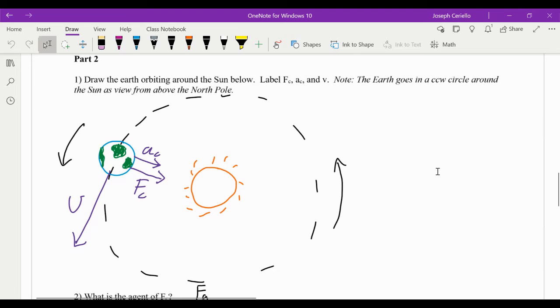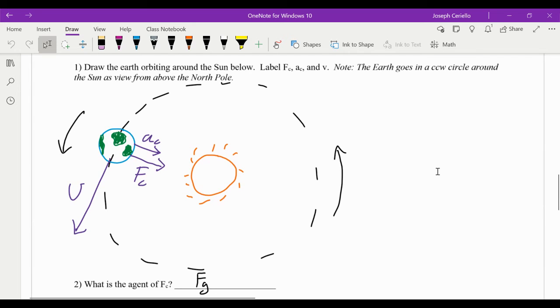The next part is the Earth going around the sun. So we just kind of drew a picture of what's going on, centripetal force and centripetal acceleration pointing towards the center of the circle, or towards the sun in this case, and velocity pointing tangent to the circle. What is the agent of the centripetal force here? It's the force of gravity.